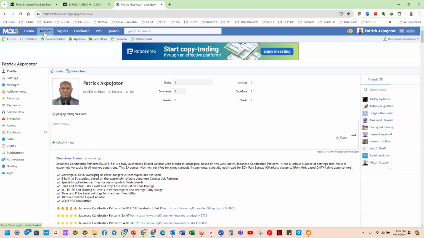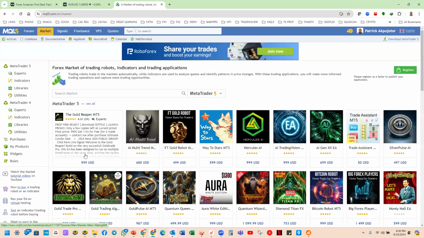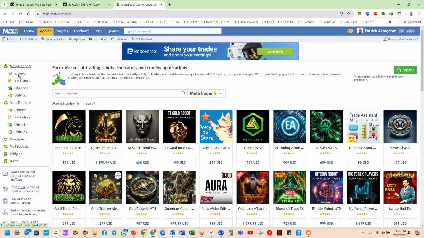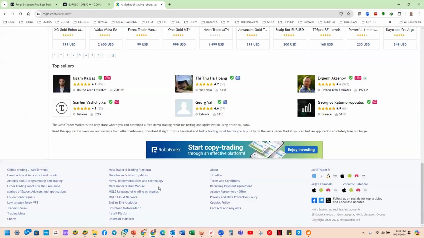So if you come here, click on market, it will show you the available tools on MetaTrader 4 and MetaTrader 5. So on the top is MetaTrader 5, while on the bottom is MetaTrader 4. And if you scroll down all the way to the bottom of the page, you can see where you can download each of these platforms. So this is MetaTrader 5.